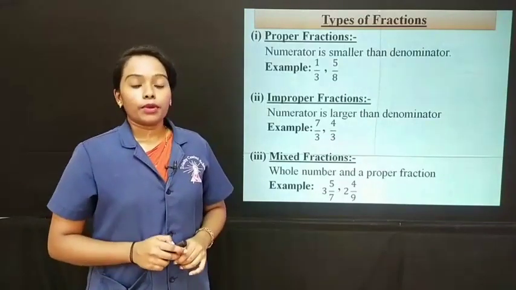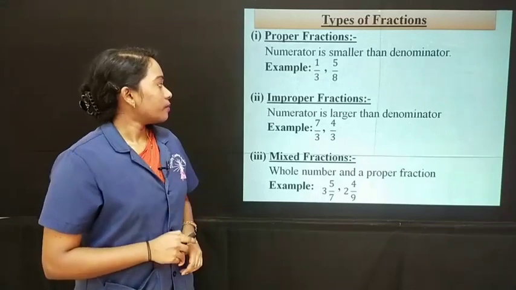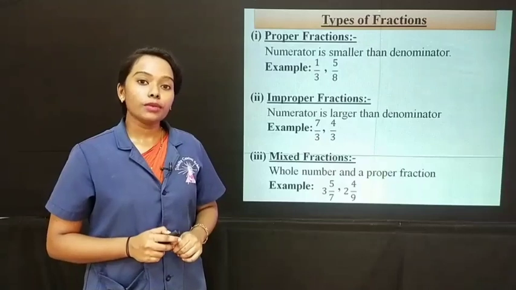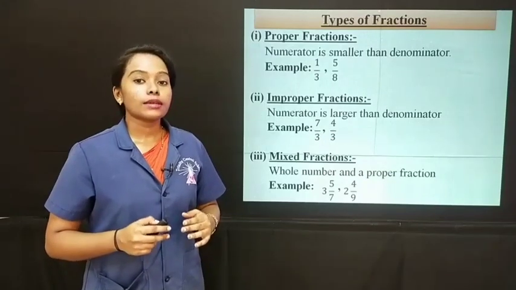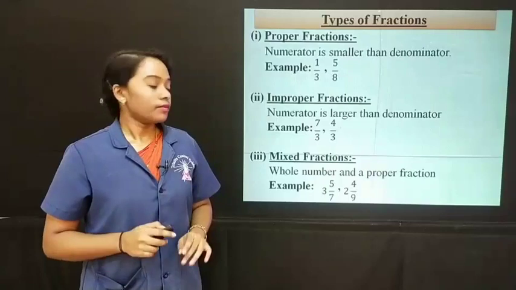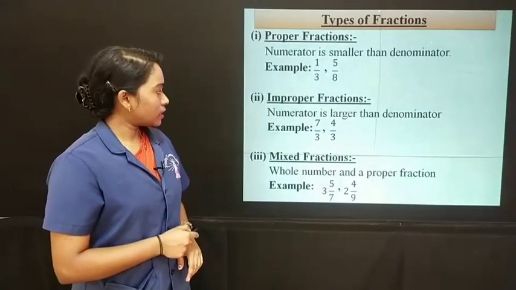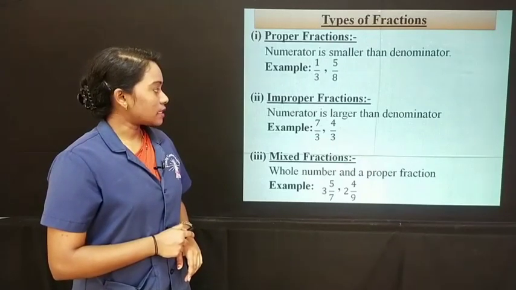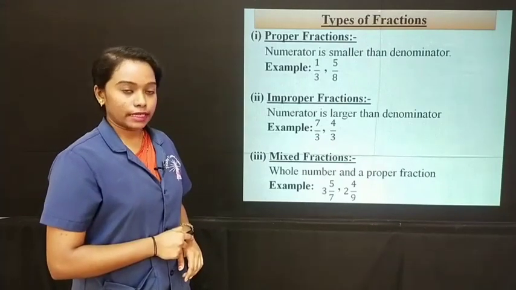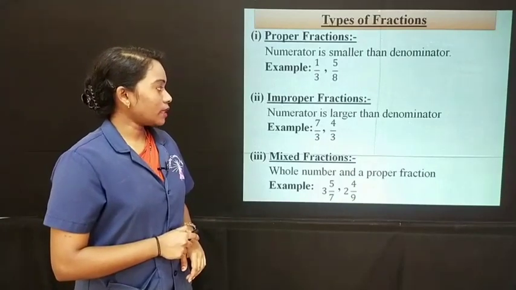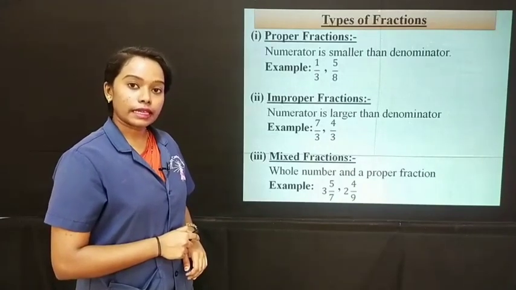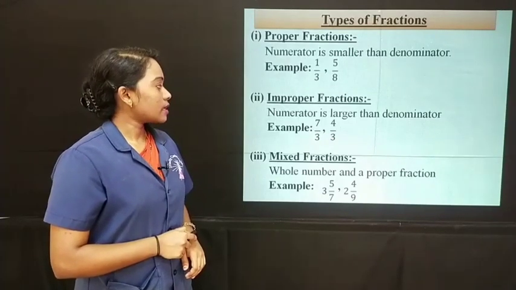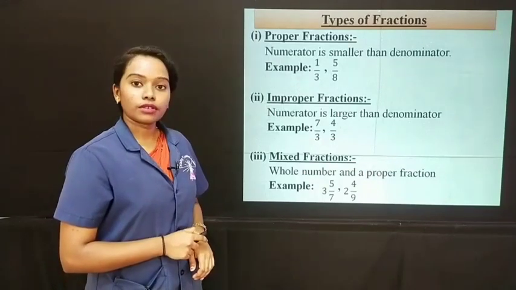What do you mean by improper fractions? See here. Improper fractions are the fractions in which the numerator is greater than or sometimes equal to the denominator. Here in example 7 by 3 is a fraction where numerator 7 is greater than denominator 3. And in fraction 4 by 3 our numerator 4 is greater than the denominator 3. These are the examples of improper fractions.